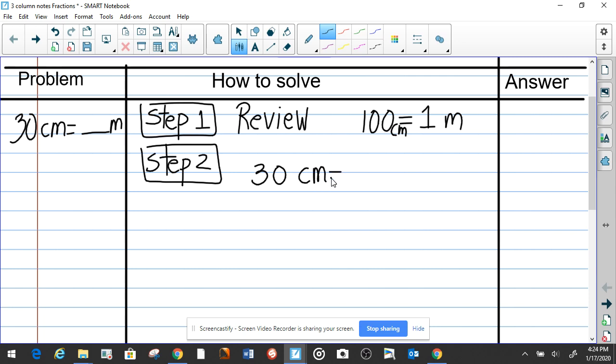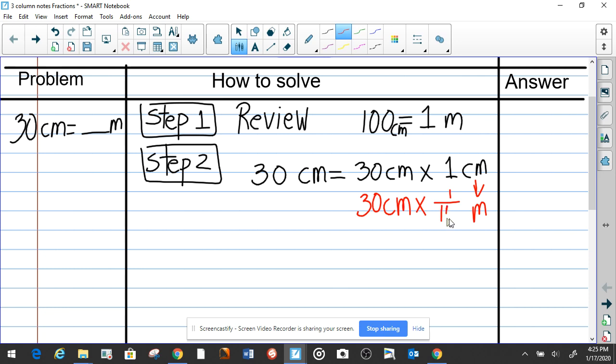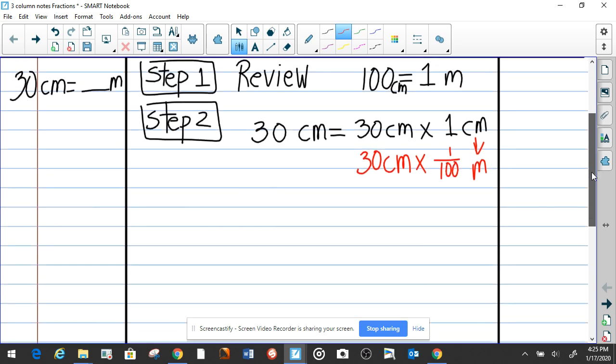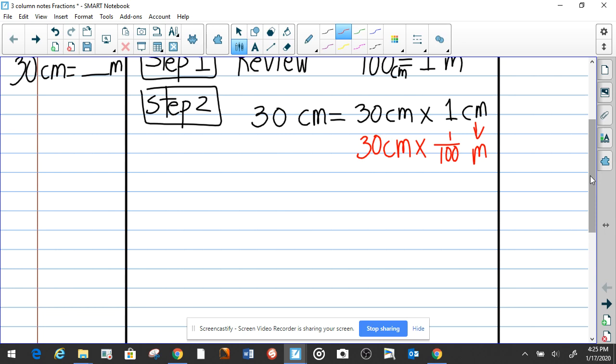Okay? So let's set it up. So it's going to be 30 centimeters times 1 over 100 centimeters. Now, why do we set it up that way? We just rewrite 30 centimeters times, we're going to convert this one into meters. That's the reason why we write 1 meter. So then we write 1 over 100. So that's how we know that this is a division, and we're going to find out how much is 30 centimeters in meters.